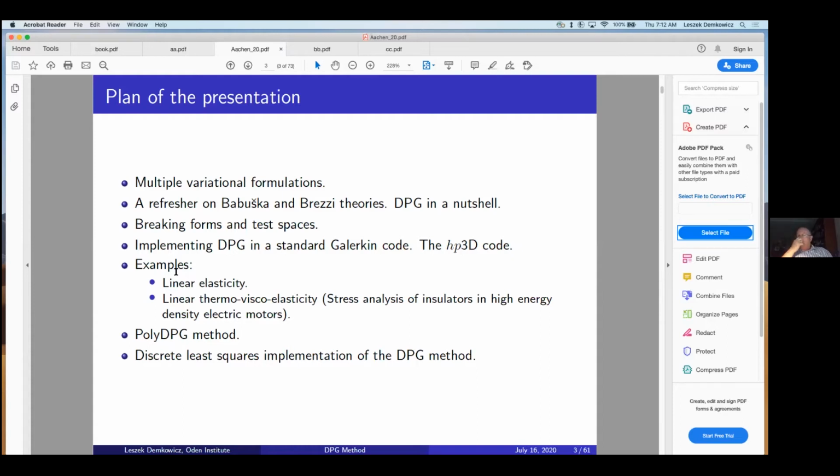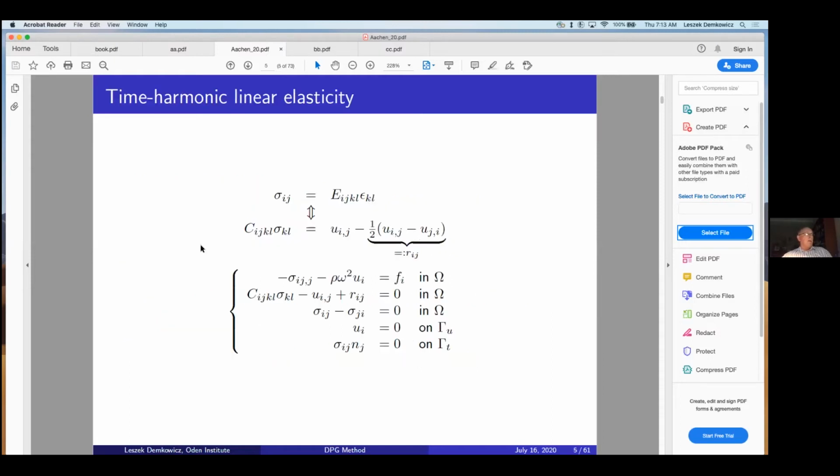If we do have time, I will mention a polyhedral version of the DPG method that we call poly-DPG, and then cover the important subject of discrete least squares implementation of the DPG method that enables solution of a very ill-conditioned problem. Okay, so we are starting with multiple variational formulations first.